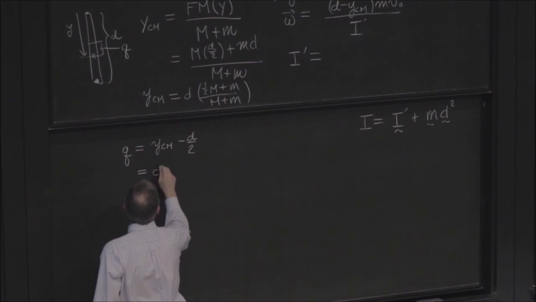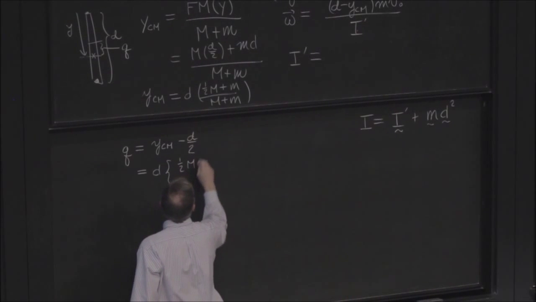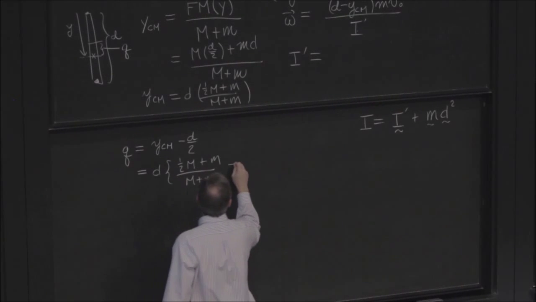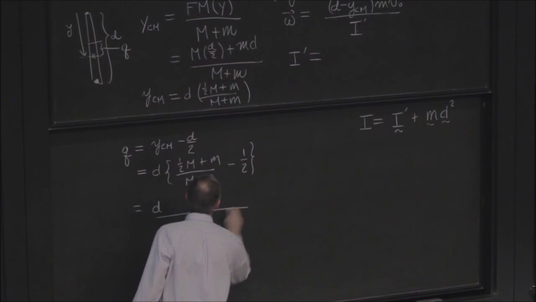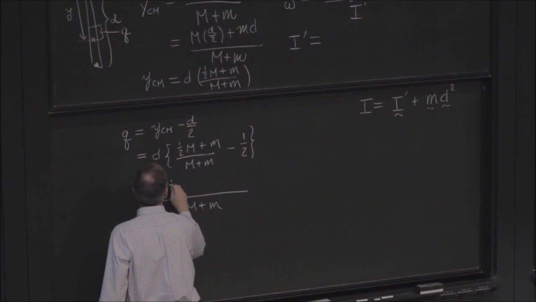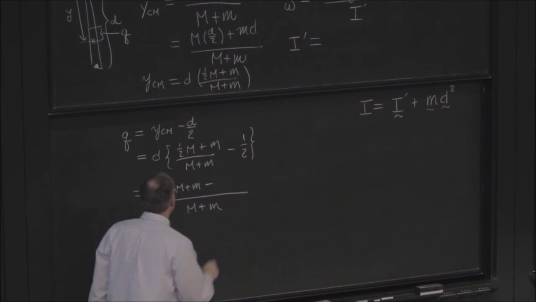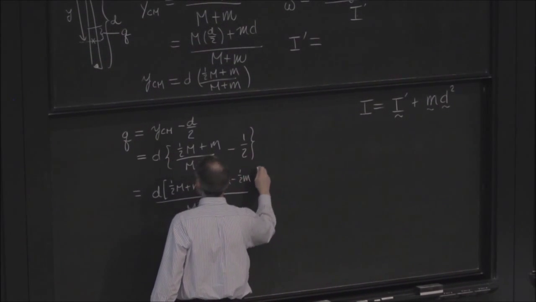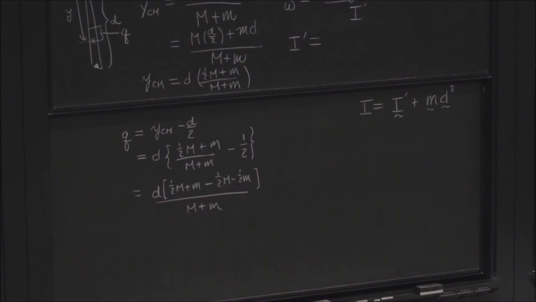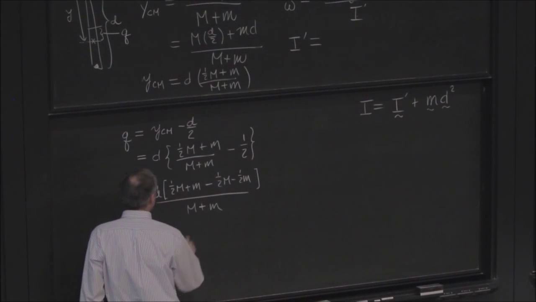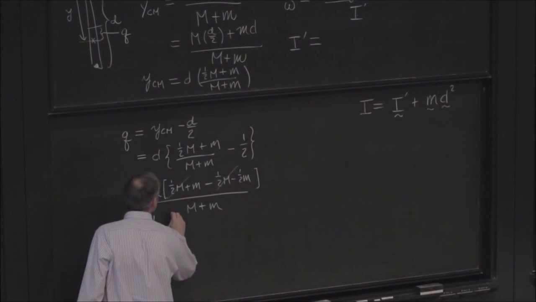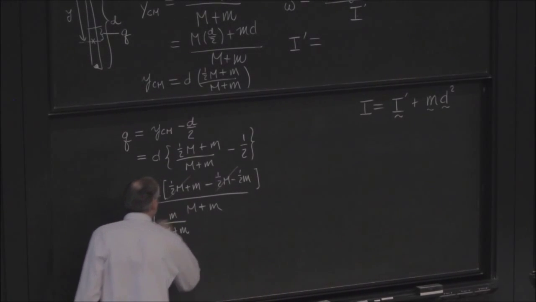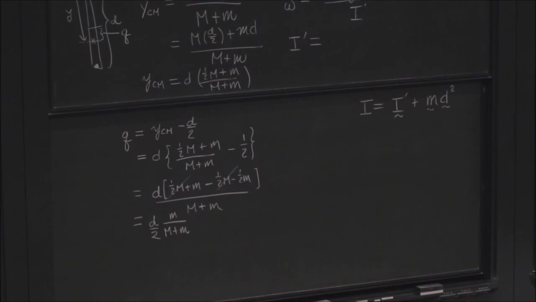What a pain. All right, so we have D times (1/2 m plus M) over (m plus M), minus 1/2. So that's D all over (m plus M), times (1/2 m plus M minus 1/2 m minus 1/2 M). Oh, well, that's nice. So these go out, and little m minus 1/2 m is 1/2 m, so we get D over 2 times little m over big M plus little m. Right?